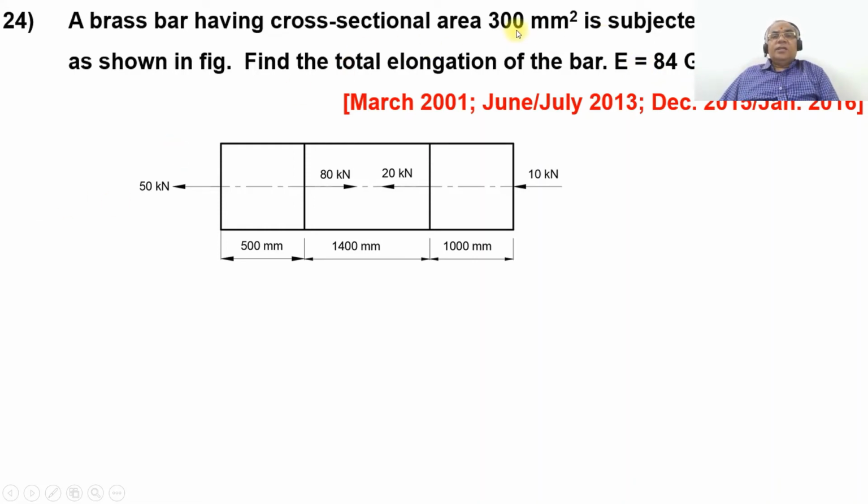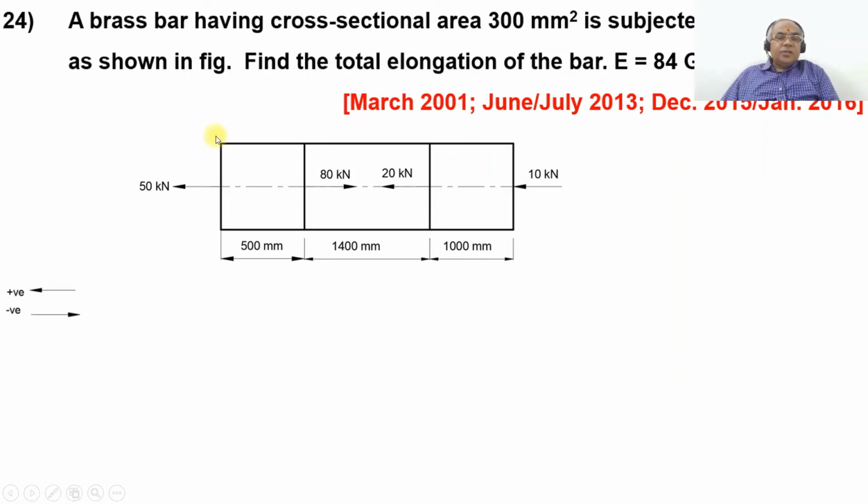So here the cross-sectional area is 300 mm square, having a length of 500 mm in the first section, 1400 mm in the second section and 1000 mm in the third section. A 50 kilonewton force is applied on the left hand side, 80 kilonewton is applied to the right hand side, 20 kilonewton is applied to the left hand side, and 10 kilonewton is acting towards the left side at the end. So how do we analyze this problem?